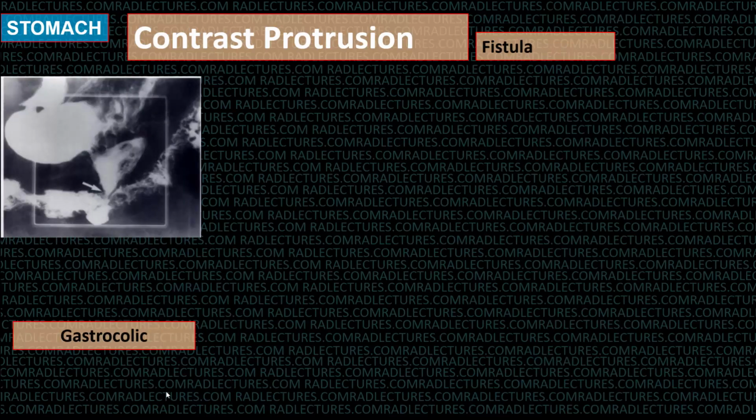Fistulae can occur as contrast protrusions, and you recognize them if the barium has entered another structure instead of going the normal route. So here what we are seeing is that in a very early part, the barium has gone into the colon. So this is a gastrocolic fistula, usually produced by malignancy, but can also be produced by aspirin, by the presence of a perforating gastric ulcer, and also Crohn's disease.